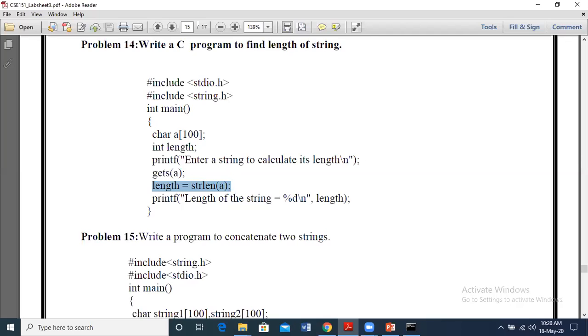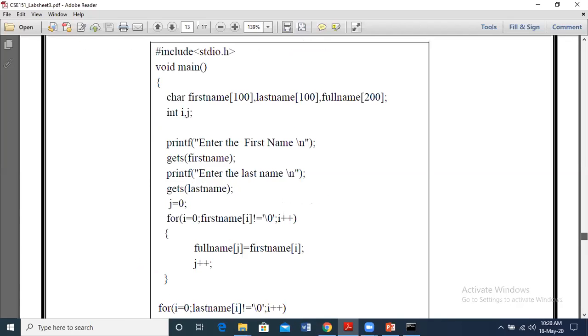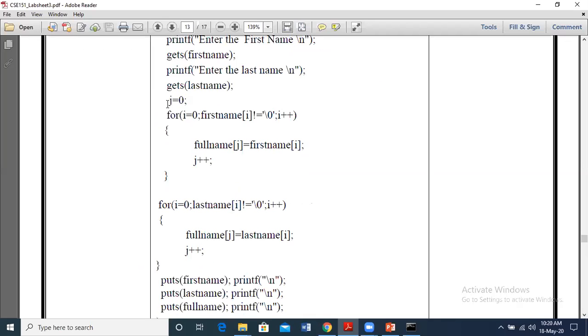So next one we have is concatenation. We have seen this, right? This program where we concatenated first name and last name. This is the main logic. This entire thing can be replaced by a single line. That is the working of strcat. That is a built-in function.